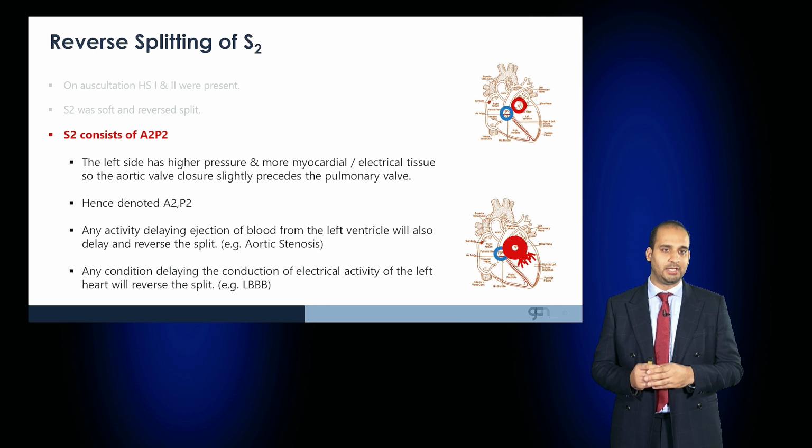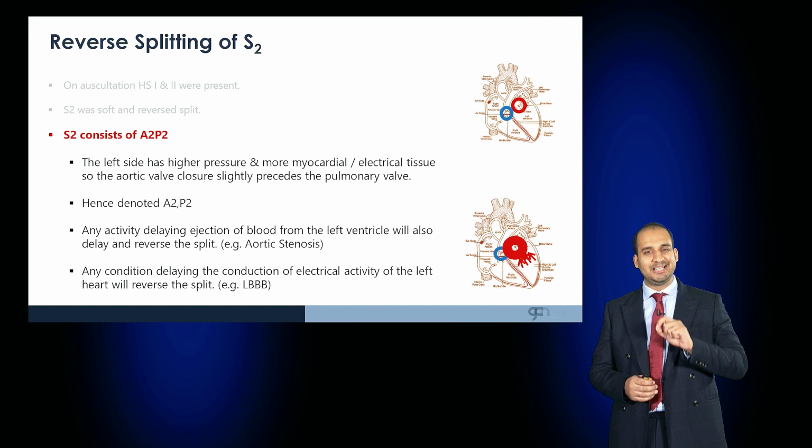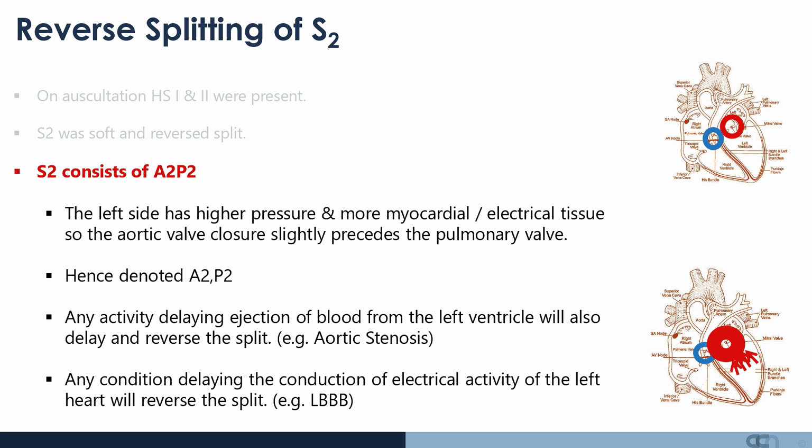P2 in chronology. But any activity that delays the ejection of the blood from the left ventricle will also delay and consequently result in a splitting of that A2, P2. So initially there's a widening of the split, and then finally a reversal of the split, where the pulmonary component closes while blood is still being ejected through a stenotic valve. Other conditions that delay the closure of the left-hand side, such as a left bundle branch block, will also split.